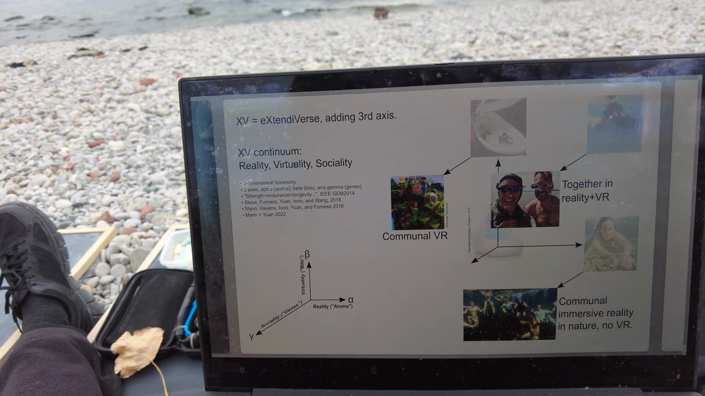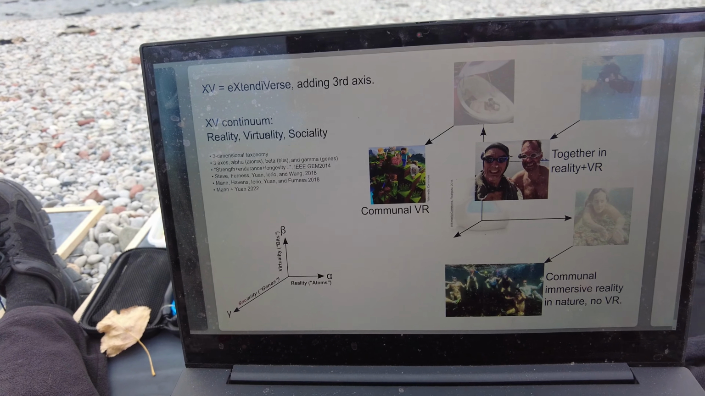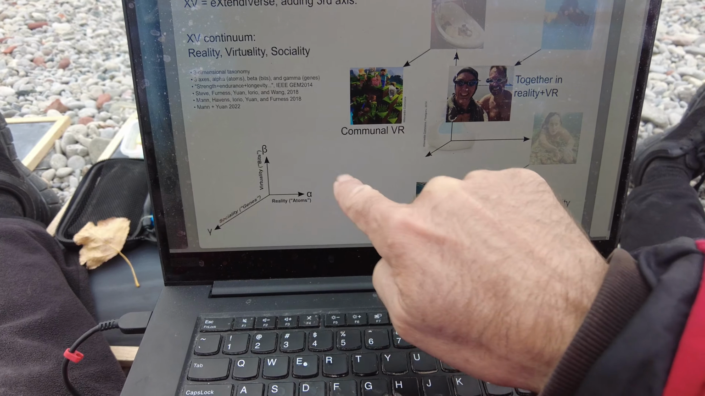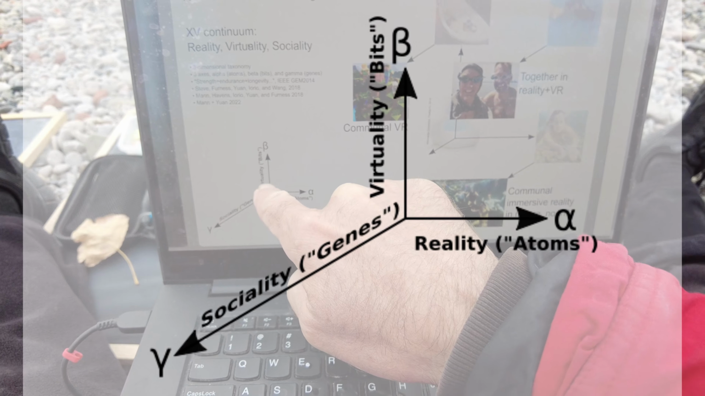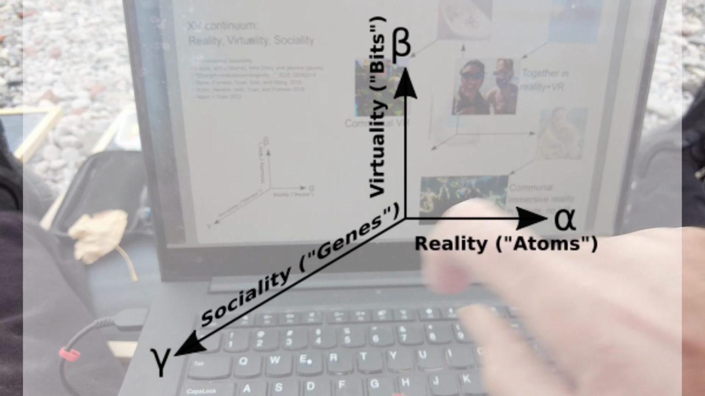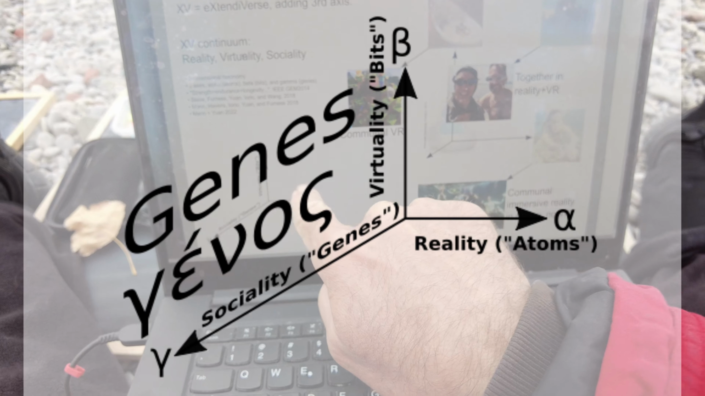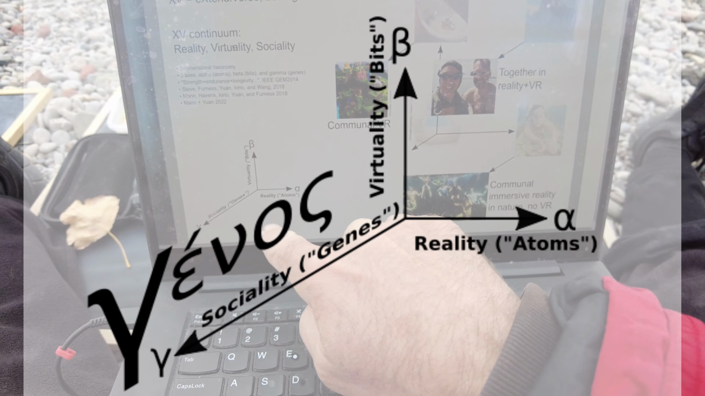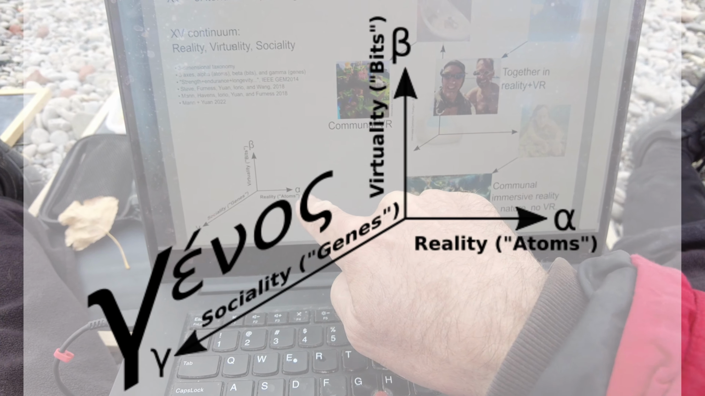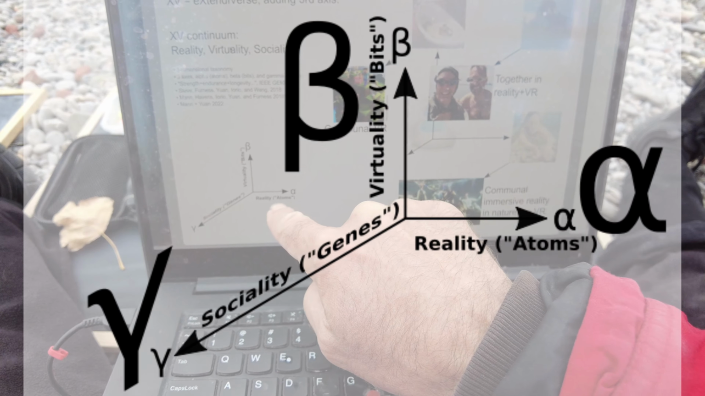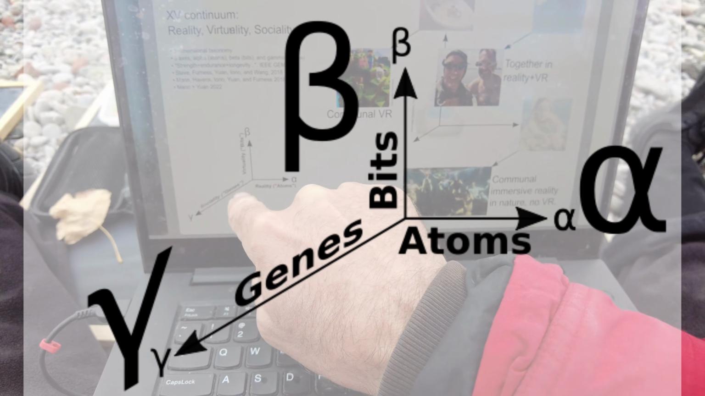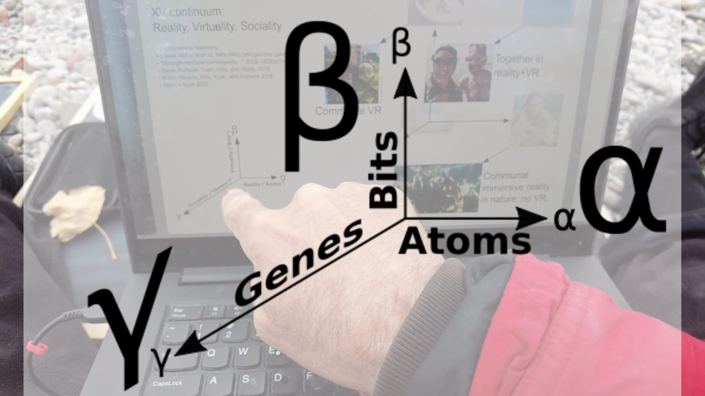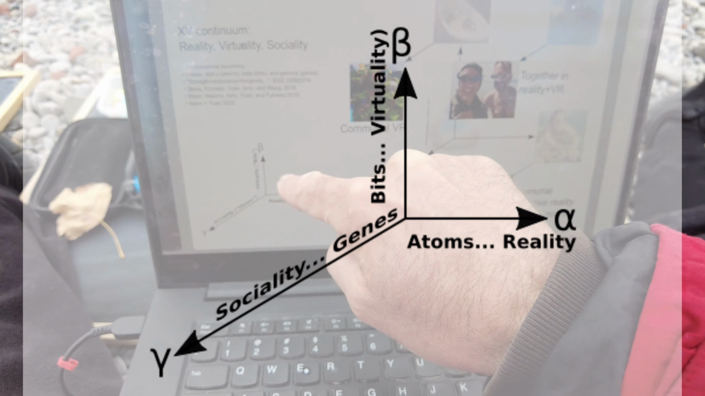Now, within this taxonomy, let's introduce a third axis, the social axis. Whereas when we're near the origins, we have atoms, bits. Here we have genes, maybe the smallest unit of humanness. Genes is a Greek word also that starts with the third letter of the Greek alphabet, gamma. So let's label these axes alpha, beta, and gamma. Atoms, bits, and genes sort of near the origin, but of course they extend out to reality, virtuality, and sociality.